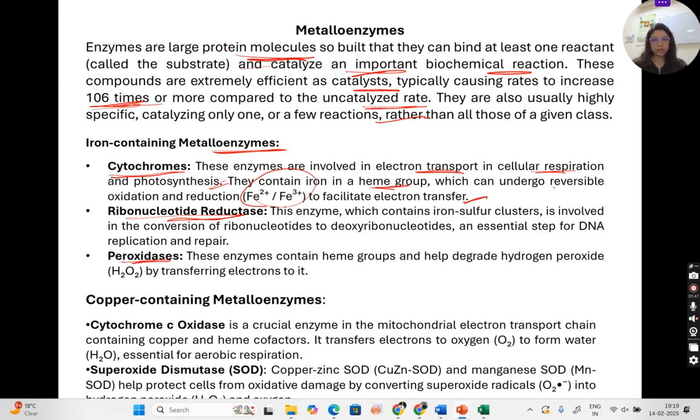Ribonucleotide reductase, an enzyme which contains an iron-sulfur cluster, is involved in the conversion of ribonucleotide to deoxyribonucleotide, an essential step for DNA replication and repair. In the case of peroxidase, these enzymes contain heme groups and help degrade hydrogen peroxide by transferring electrons to it. So these are some iron-containing metalloenzymes.